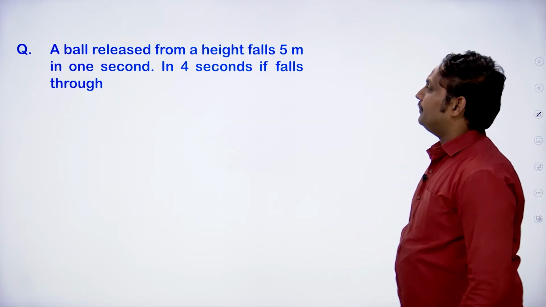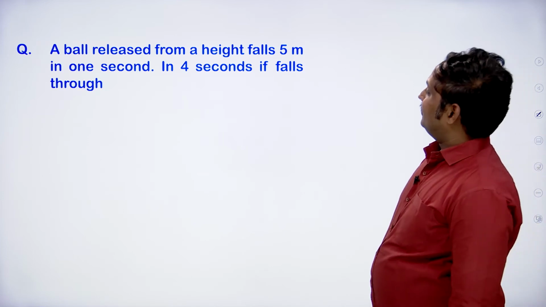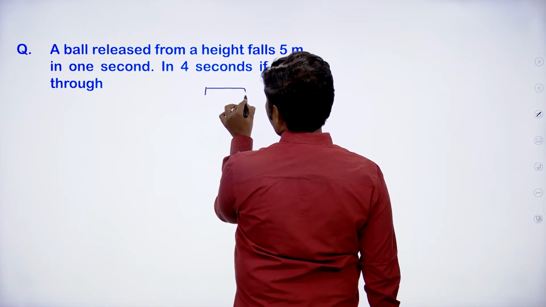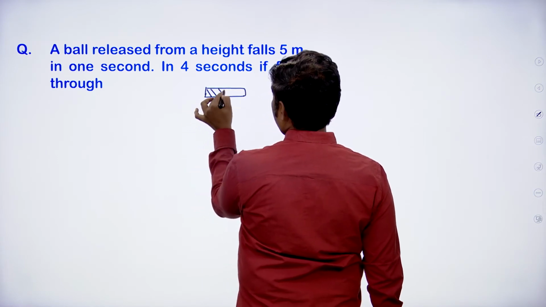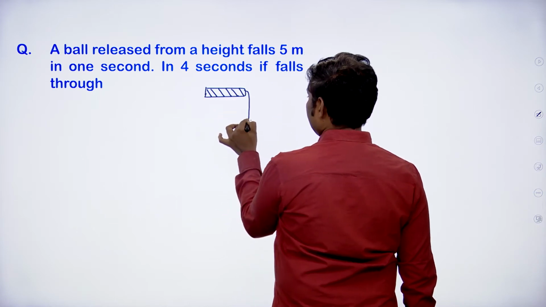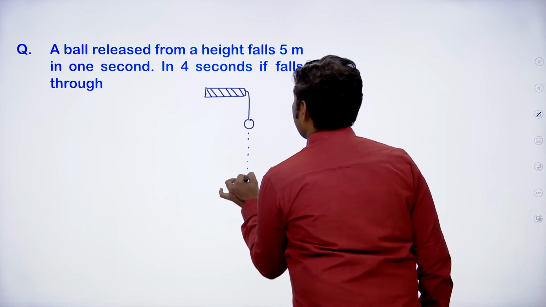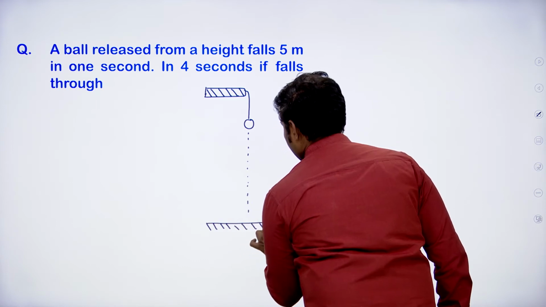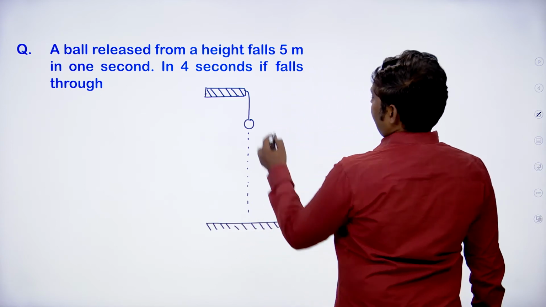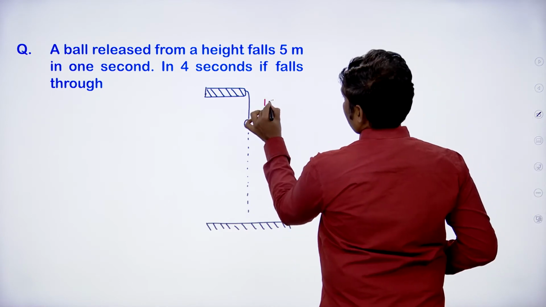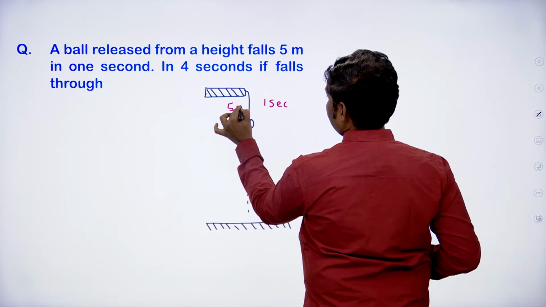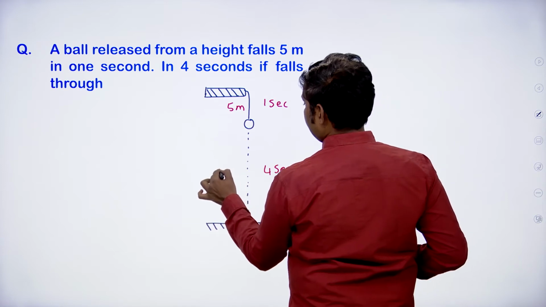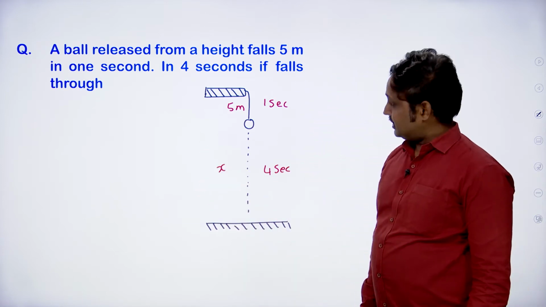Yes, a ball released from a height falls 5 meter in 1 second. It's very clear. From the height, one ball which has been released reaches the ground. In 1 second, it covers 5 meter. What about in 4 seconds? This is going to be x, we have to find out this one, right?